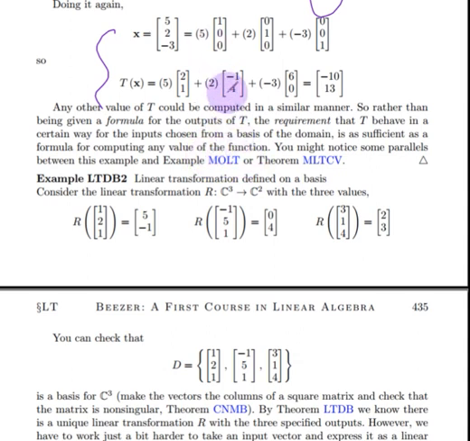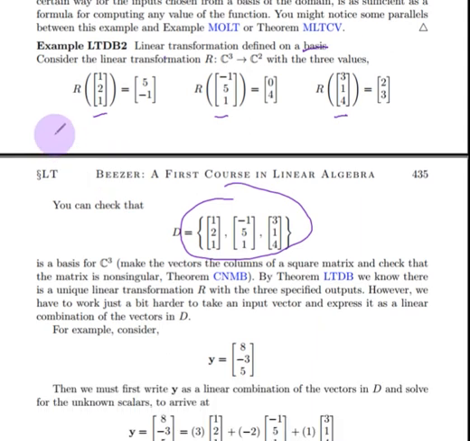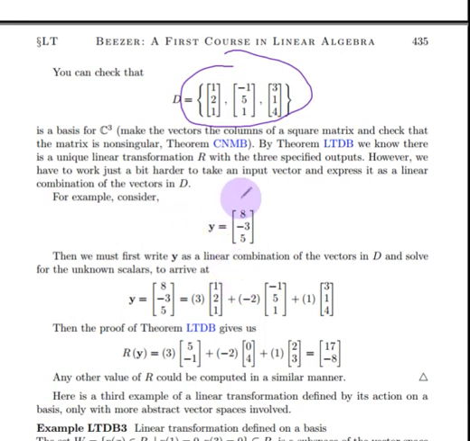Now that was an easy example where we had an easy basis for the domain, but in fact we can choose any basis for the domain. Here's a basis for C3, these three vectors. You have to verify that these three vectors are in fact linearly independent, or the columns of a non-singular matrix. All right? And this fulfills our condition. We've defined the linear transformation R on a basis for C3, which means that R is defined for any vector in C3. For example, let's consider this one.